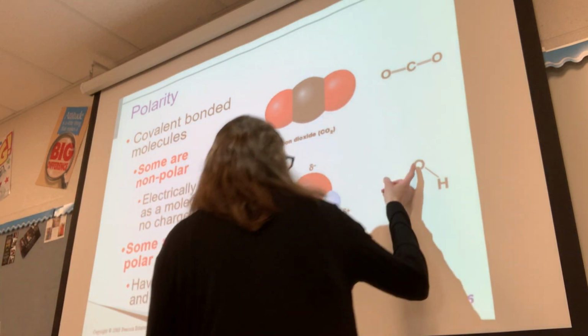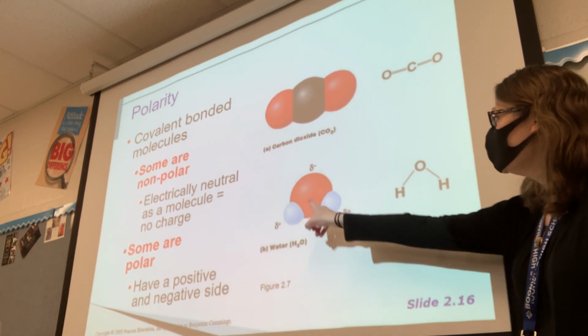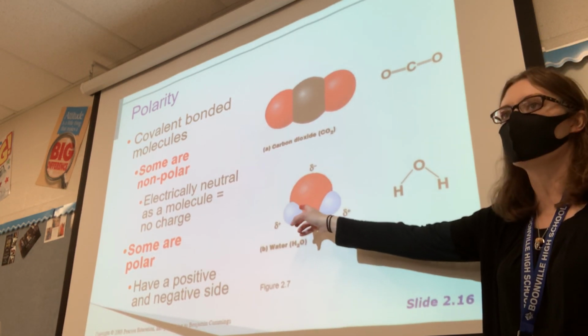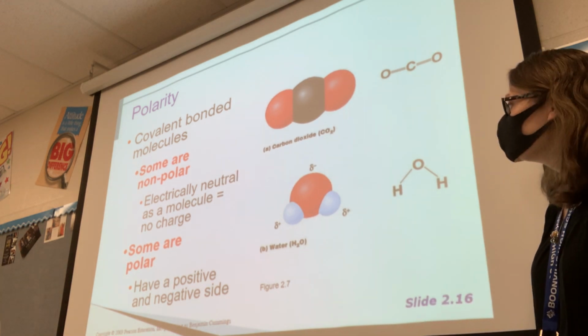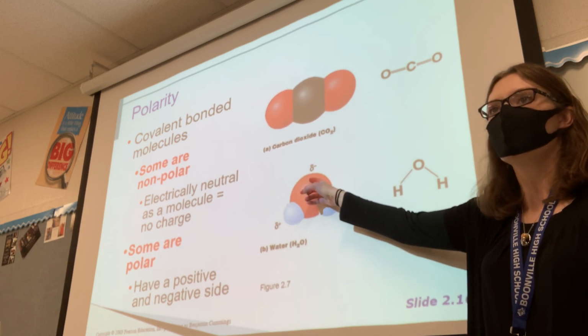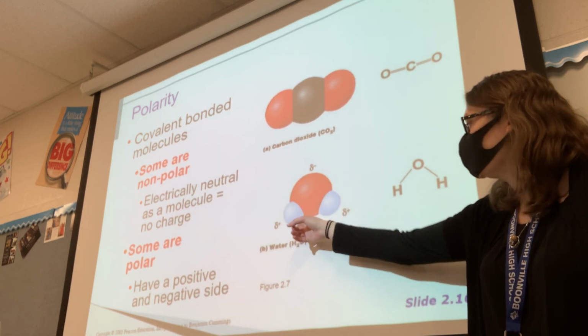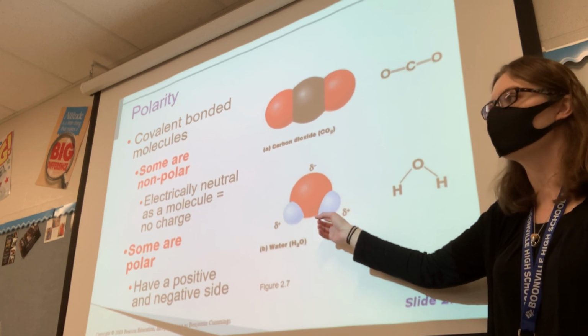So here we see water. This is H2O. So we have two hydrogens and we have an oxygen. The oxygen is a lot bigger. So it grabs on to those electrons a lot stronger. So that means the oxygen is going to be just slightly negative, a slightly negative charge. And because those hydrogens are smaller, they can't hang on as much as they want to their electrons.